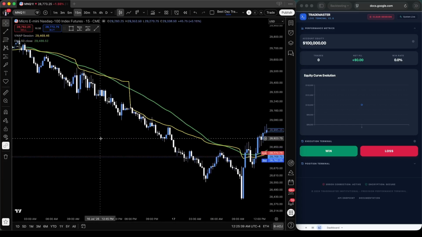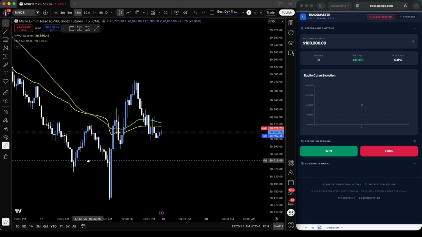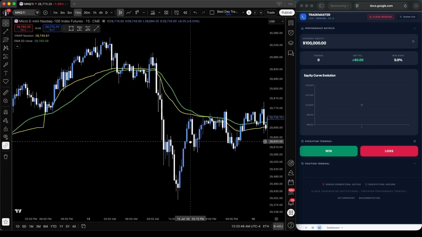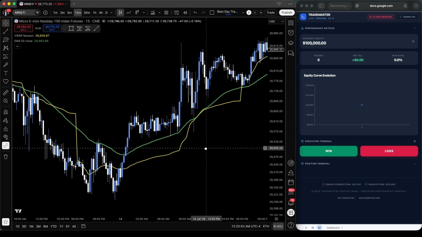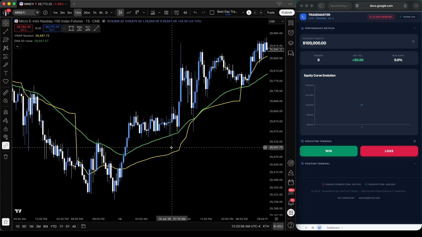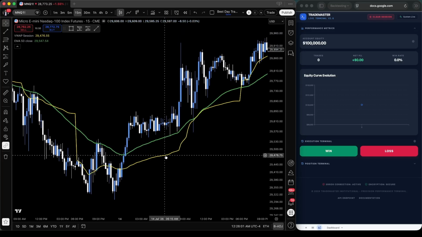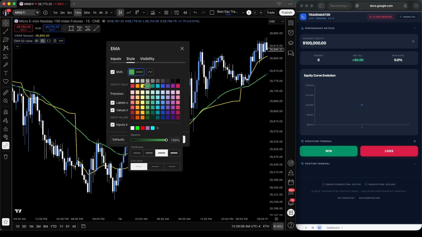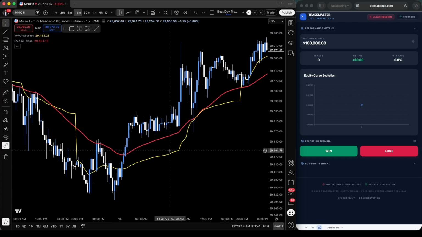So the strategy is pretty simple. Let's see if I can find a good entry. Yes, okay, perfect. So the strategy is simple. You want the 50 EMA to be above the VWAP, as you can see here. You know what, let me make this actually red. It can stand out more. There you go.